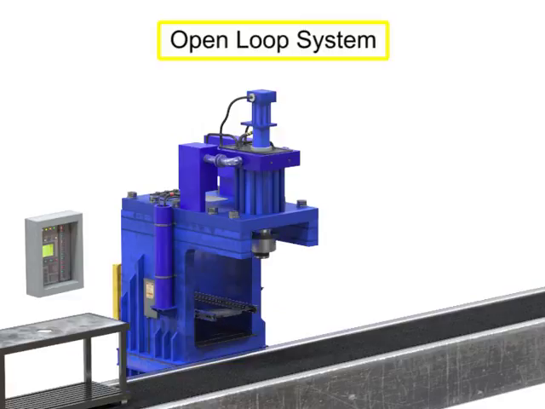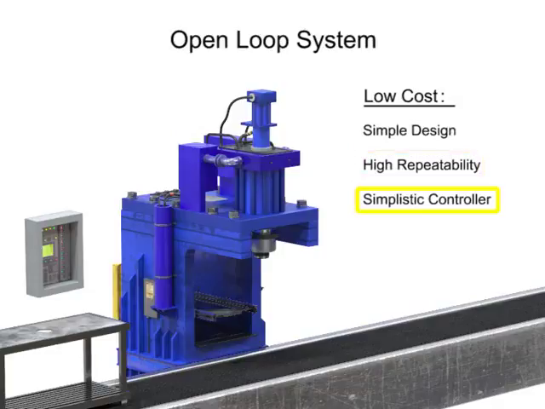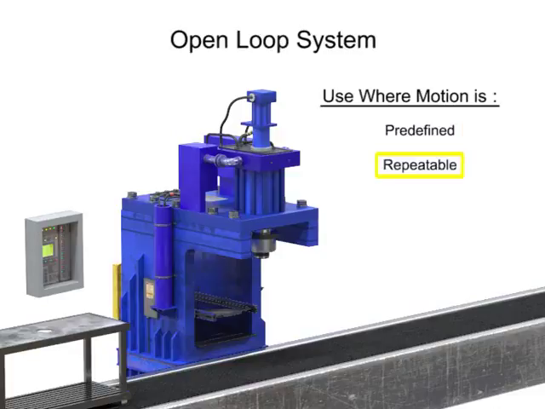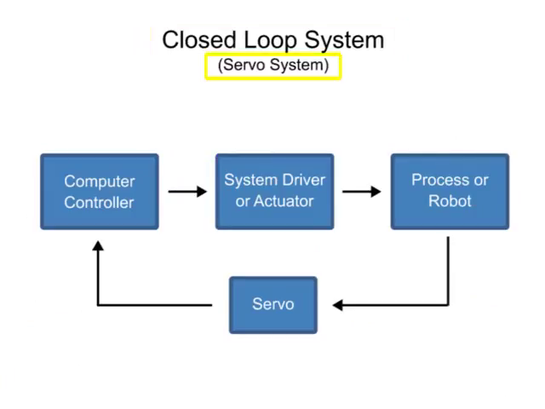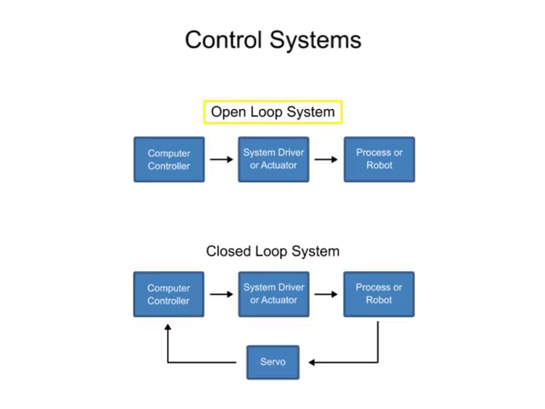Open-loop control systems are typically low cost due to their simplistic design, high repeatability, and controller simplicity. They should be used where motion is predefined, repeatable, and does not vary. The second type of control system is called closed-loop control or servo control. A servo is a device that uses error-sensing feedback to control the motion of another device. The primary difference in an open versus closed-loop system is the addition of a feedback loop that allows the controller to make adjustments to the robot.